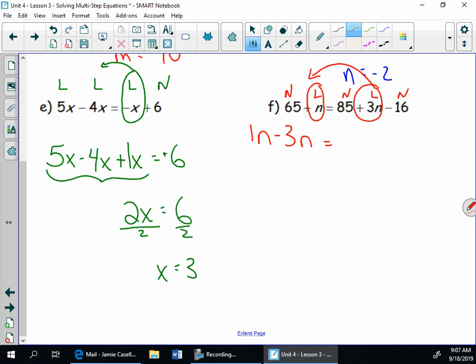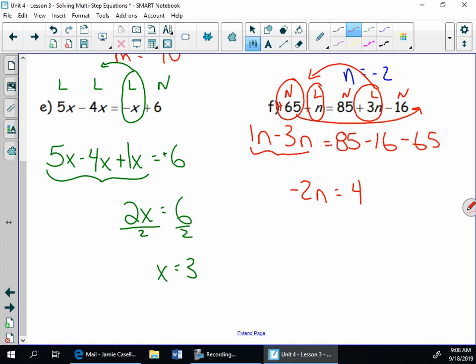On the right of the equal sign, I've got an 85 and a minus 16. And let's take the other number and move it over there to join them. It's a positive 65 plus, so it becomes a minus. Now we're ready to collect. 1n minus 3n is negative 2n's. 85 minus 16 minus 65 is 4.